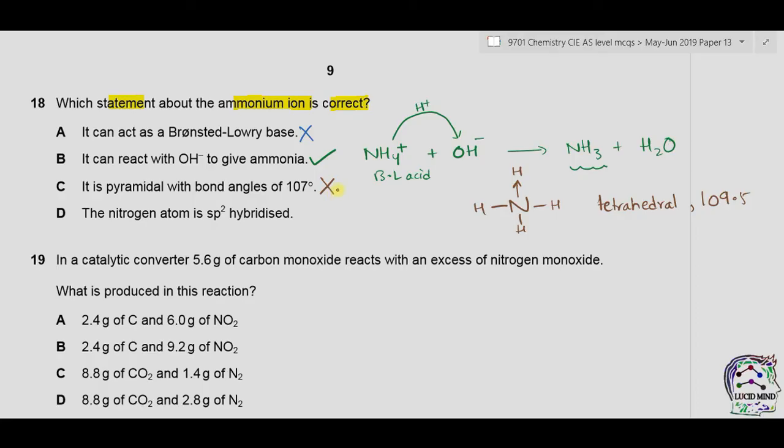So C is incorrect. D, the nitrogen atom is sp2 hybridized. As we can see, nitrogen is making 4 bonds, so it is not sp2, it is sp3 hybridized. One s orbital and 3 p orbitals are involved to make 4 covalent bonds. So D is incorrect. The correct answer is therefore B.